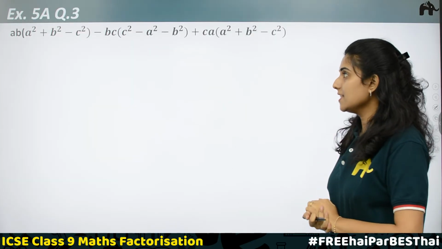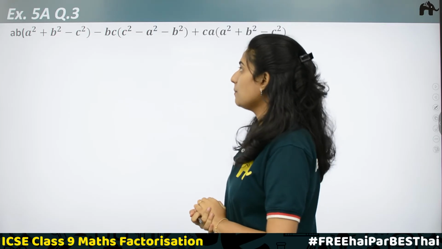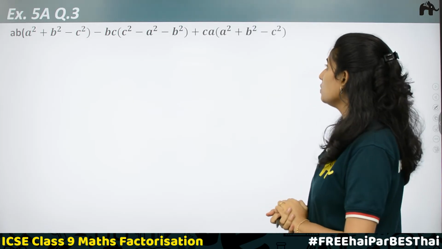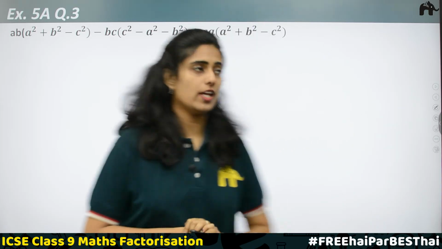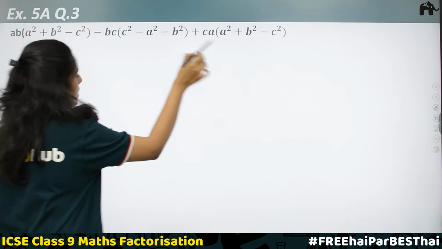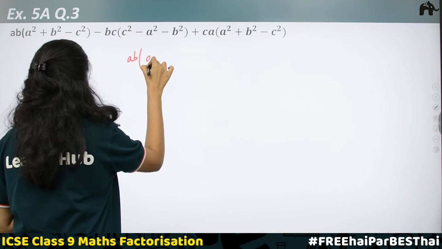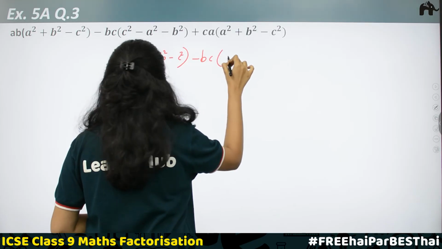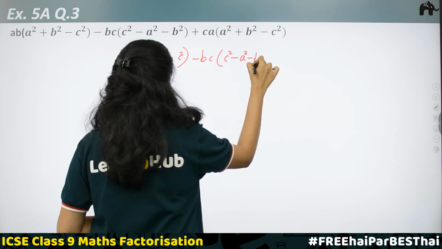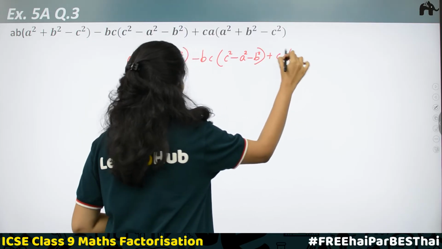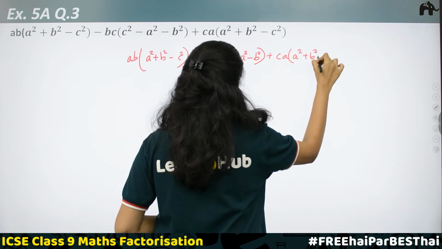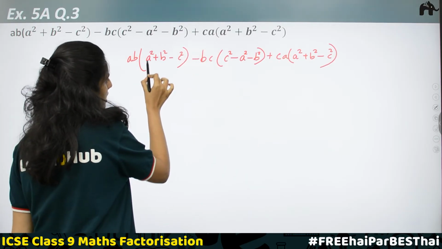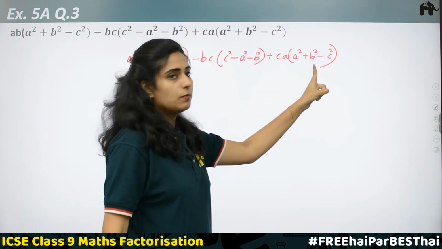Next, question 3 of exercise 5a, ab into a square plus b square minus c square minus bc into c square minus a square minus b square plus ca into a square plus b square minus c square. So here when you check these three terms, you can see here we have a square plus b square minus c square. Here also we have a square plus b square minus c square.